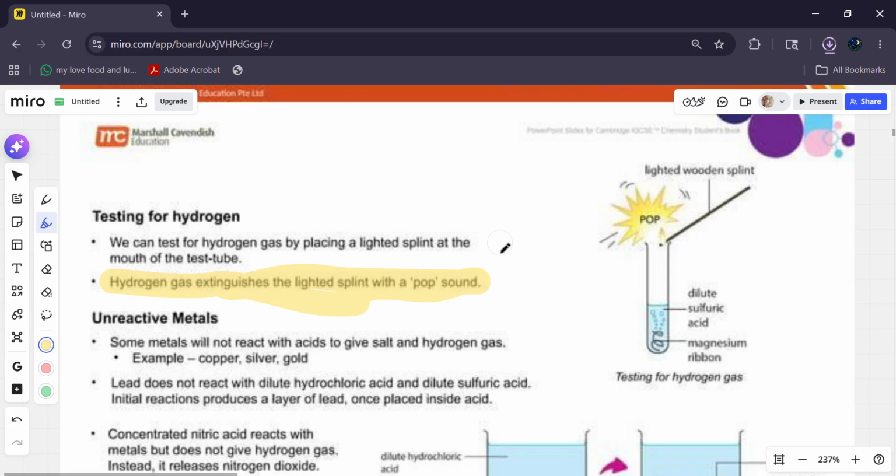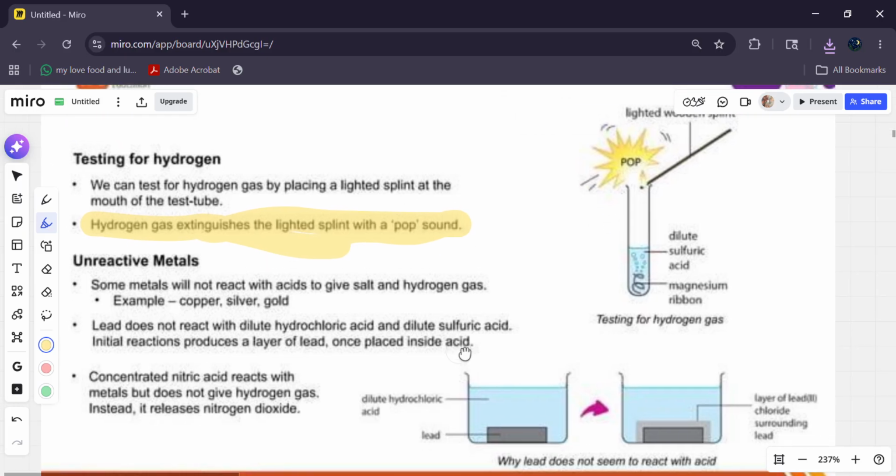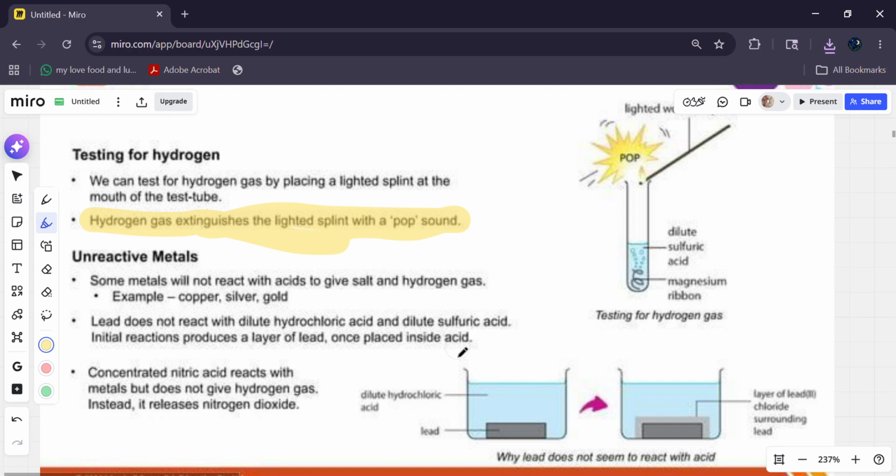Lead appears to not react with dilute hydrochloric acid because the initial reaction between lead and dilute acid produces a layer of lead(II) chloride or lead(II) sulfate. This layer is insoluble in water and quickly forms a coating around the metal. The coating protects the metal from further attack by the acid.